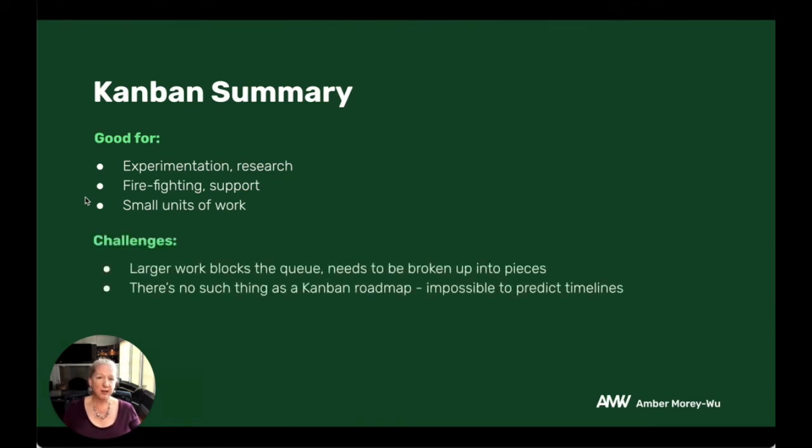Some of the challenges of Kanban is if you have larger work, it can block up that queue. Remember those widgets? Maybe 5,000 widgets is too many to do at a time, and that's going to take 3 weeks. And really you want to have cards for 1,000 widgets each so that those executives can kind of make those trade-off decisions and things are moving fairly quickly through the pipeline.